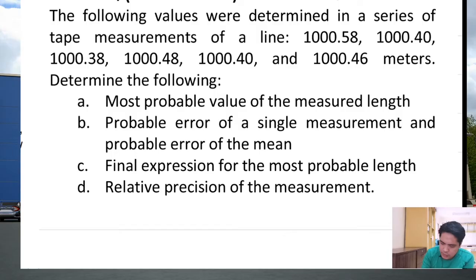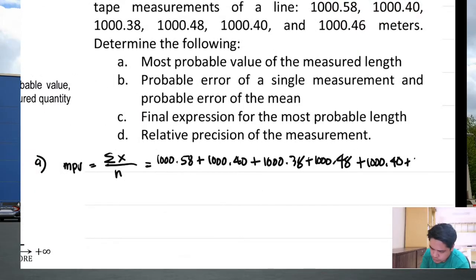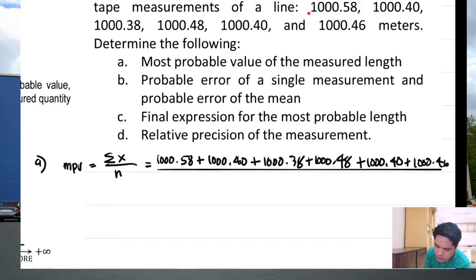So for letter A, we need to get the most probable value of the measurement. It's easy. We know that MPV, most probable value, is just equal to the summation of the measurements over the number of measurements. So that would be 1000.58 plus 1000.40 plus 1000.38 plus 1000.46 all over, how many measurements do we have? That will be 1, 2, 3, 4, 5, and 6 measurements. So divided by 6. So n is 6.